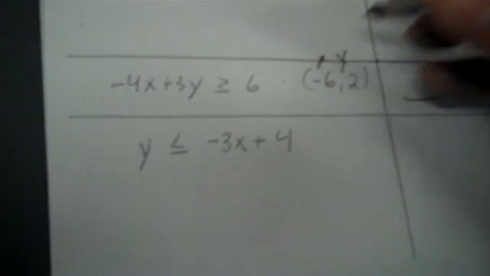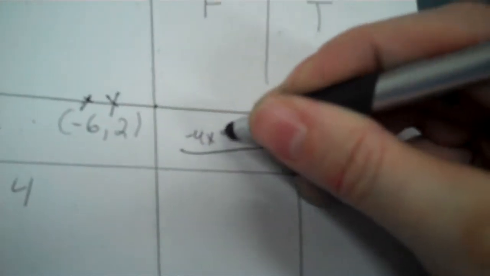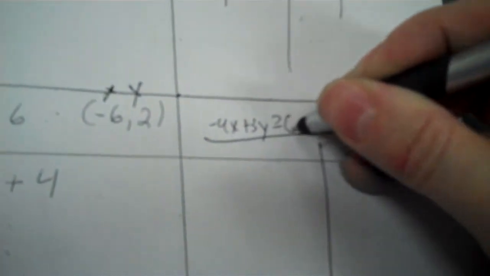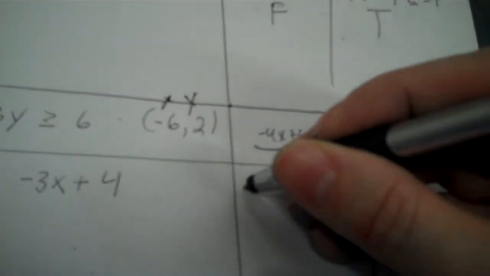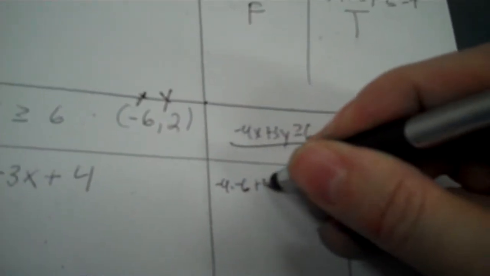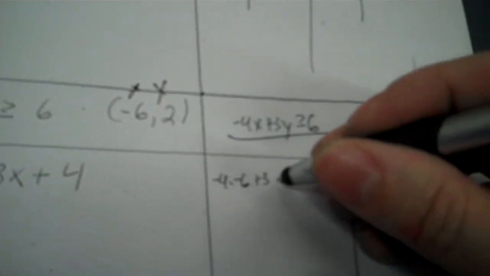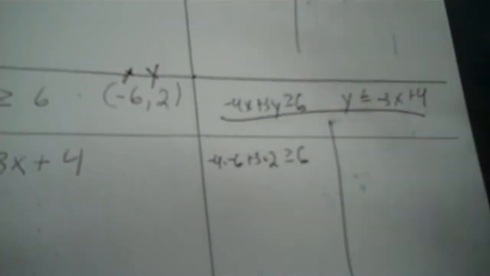Okay, xy, so negative 4x plus 3y greater than or equal to 6. And then you got y less than or equal to negative 3x plus 4. Remember, you're not getting the y by itself. Don't be doing that. You're just plugging these in. So negative 4x, that'd be negative 4 times negative 6 plus 3y, so plus 3 times 2. Now you could times and add, or you can go like this, it doesn't matter.